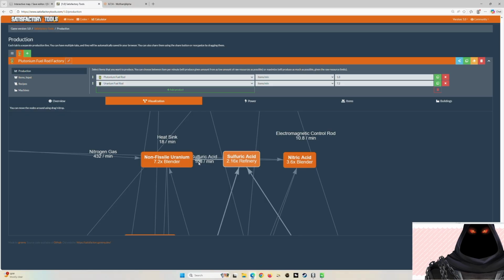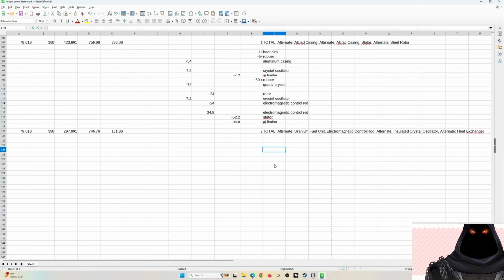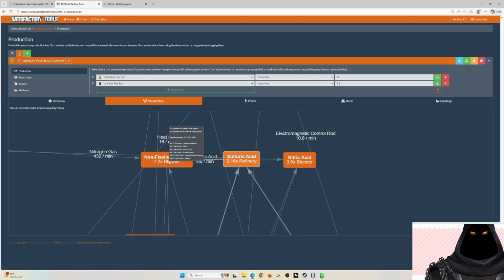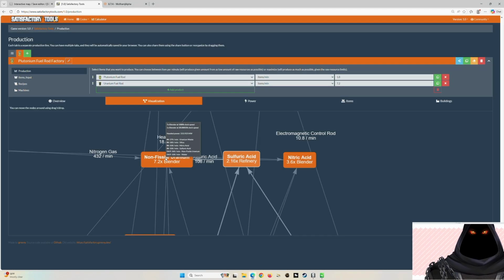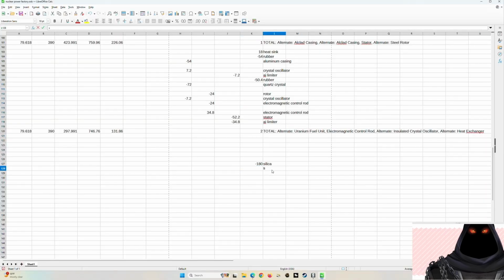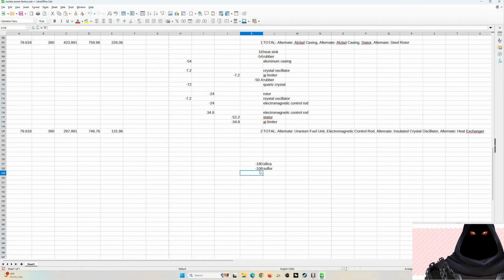Alright, so we're gonna do these. Alright, so we have silica. We are consuming negative 180 silica. And that's it. Okay. Then we have sulfur. We're consuming negative 108 sulfur. Then for the nitric acid, we are consuming negative 36 iron plate. Okay, I think that's it.